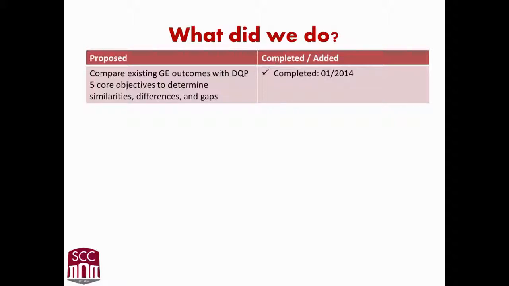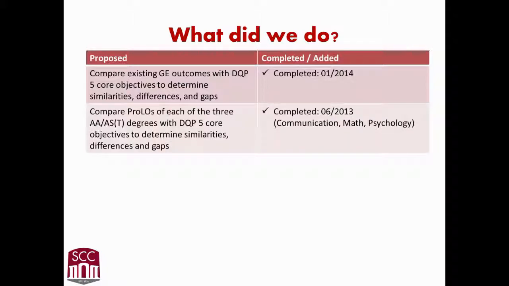We proposed comparing our existing general education outcomes with the DQP 5 core objectives to determine similarities, differences, and gaps, and we were able to complete that. We also proposed comparing the program learning outcomes, or PROLOs, of each of our 3 AAAS degrees with the DQP 5 objectives, again to determine similarities, differences, and gaps. And again, we completed that for communication, math, and psychology.